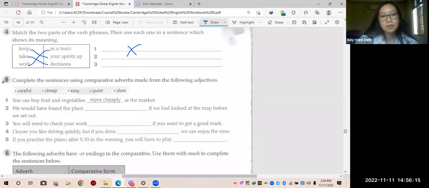Okay, so let's move to number 5. Complete the sentences using comparative adverbs made from the following adjectives. Okay, so what is number 5? So number 5 is this one. And after that, we'll check the answers together.